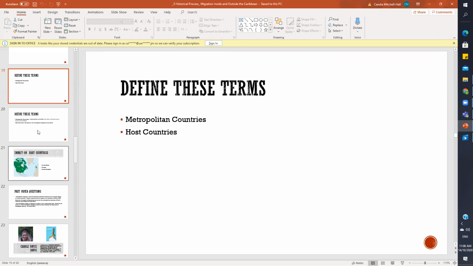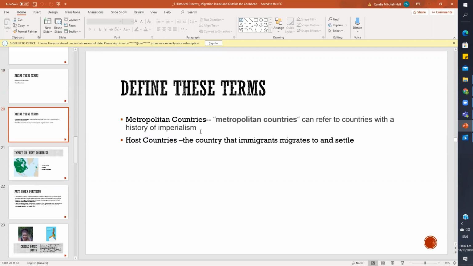Now, for host countries, where is my definition? Metropolitan countries can refer to countries with a history of imperialism. Those countries that had colonies or still have colonies are what we term today as the developed countries. Just to reinforce, the US, Canada, France, Britain are examples of metropolitan countries. For host countries, anywhere an immigrant goes and settles is considered their host country. The country they are from is called their country of origin.